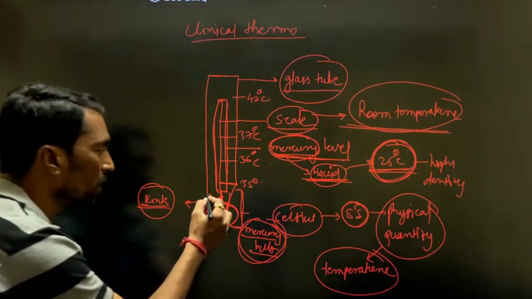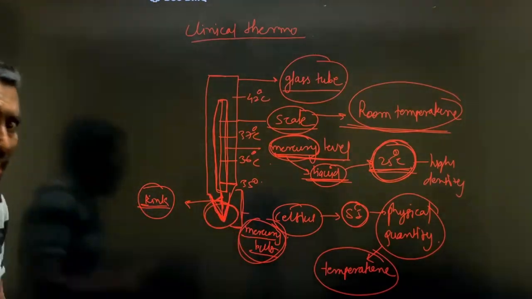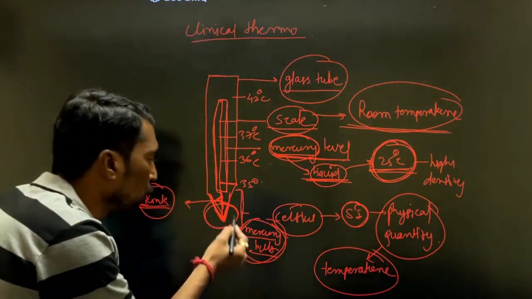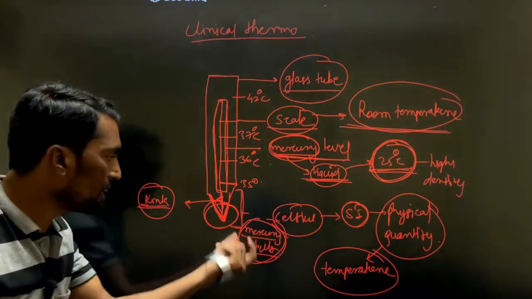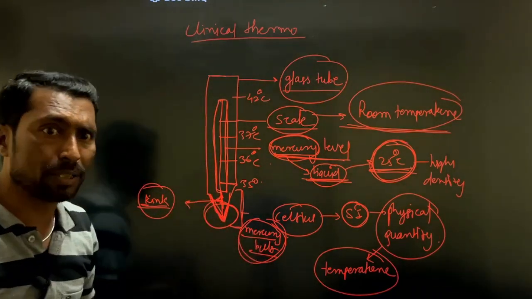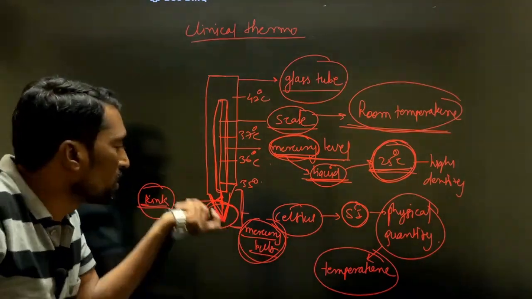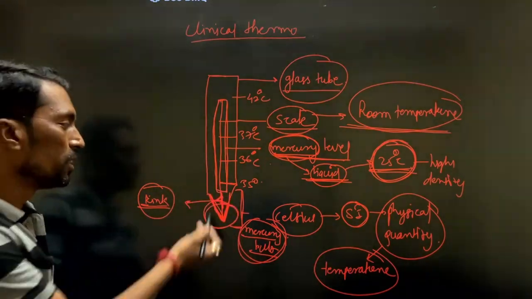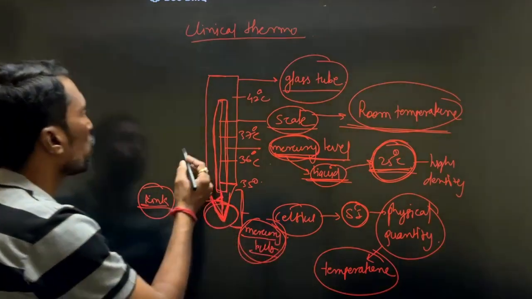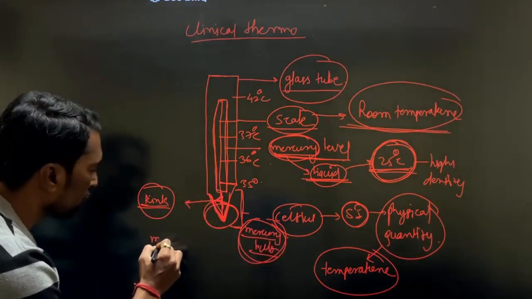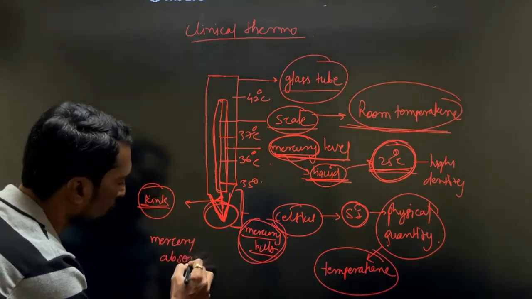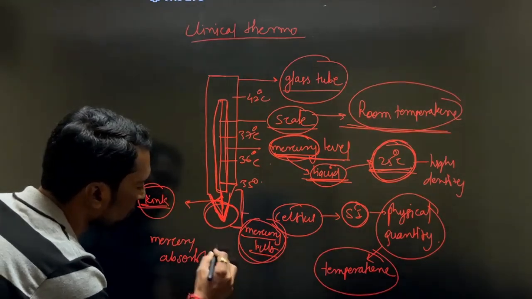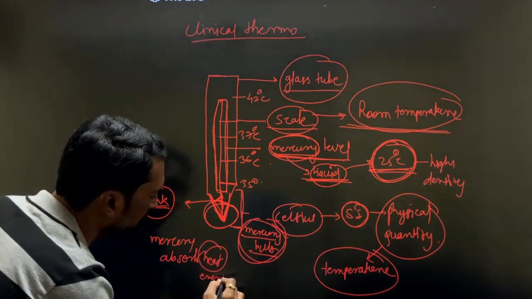After that, touching the object or when we measure the body temperature, then mercury gains some heat energy from the body. ये मर्क्यूरी क्या करता है? जैसे ही टच करता है किसी बॉडी के ऊपर, ह्यूमन बॉडी के ऊपर, ये क्या करता है? हीट एब्जॉर्ब. ये मर्क्यूरी हीट एनर्जी एब्जॉर्ब कर लेगा.